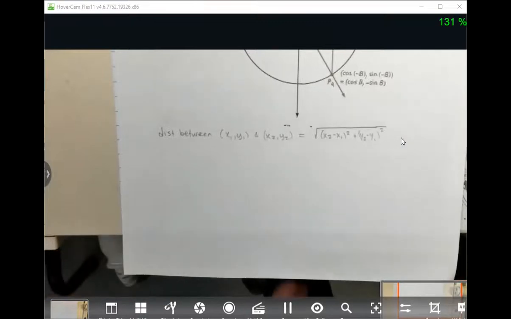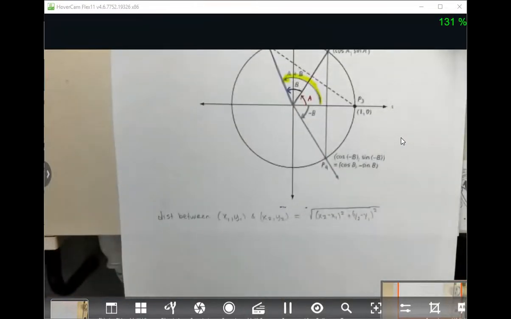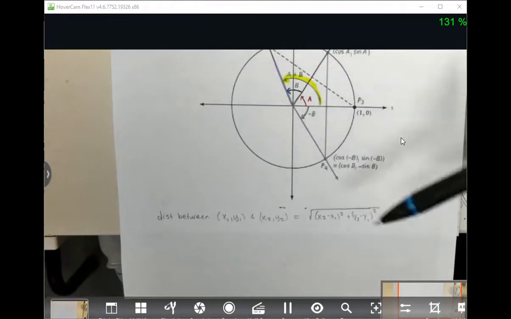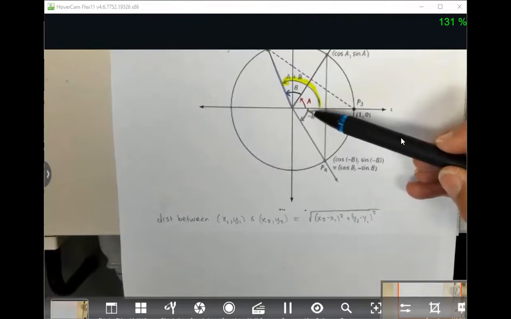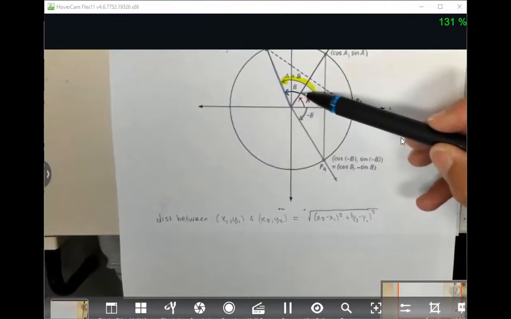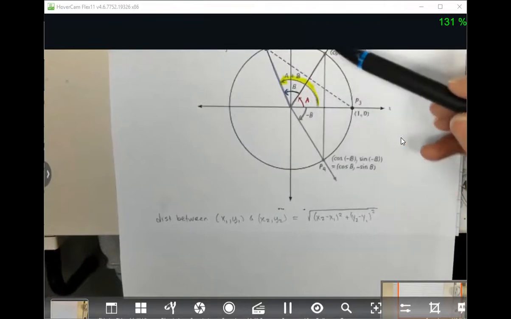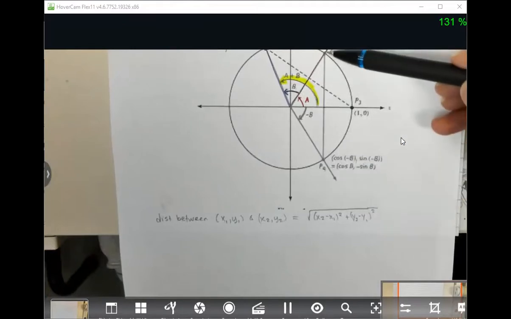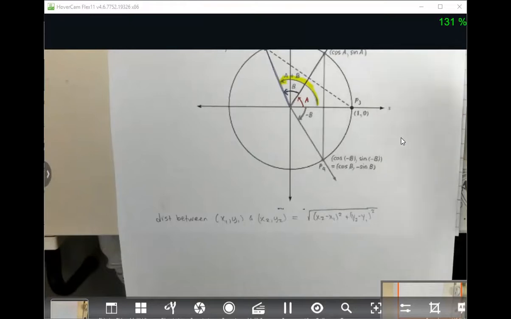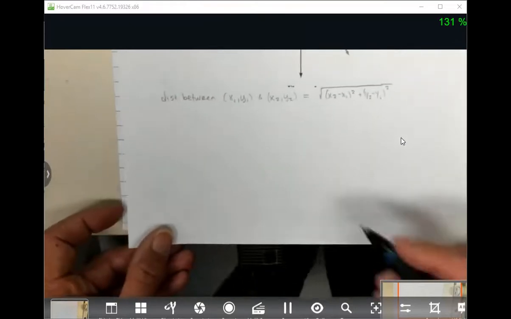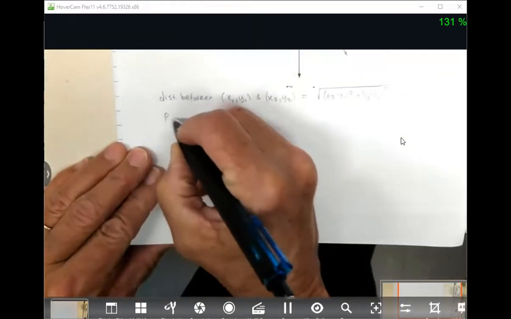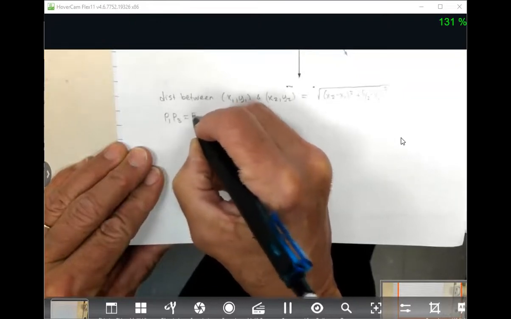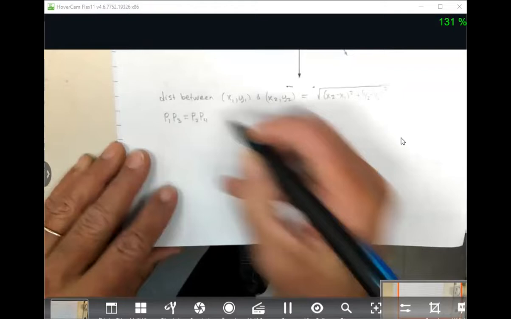Going back to the circle now, this distance, P1 to P3, was formed with angle A plus B. Since angle minus B had the same magnitude as angle B, just wrapped in the other direction, the distance between P2 and P4 is also equal. So P2, P4 has the same length as P1, P3. So I'm going to write that here. P1, P3 has the same distance as P2, P4.